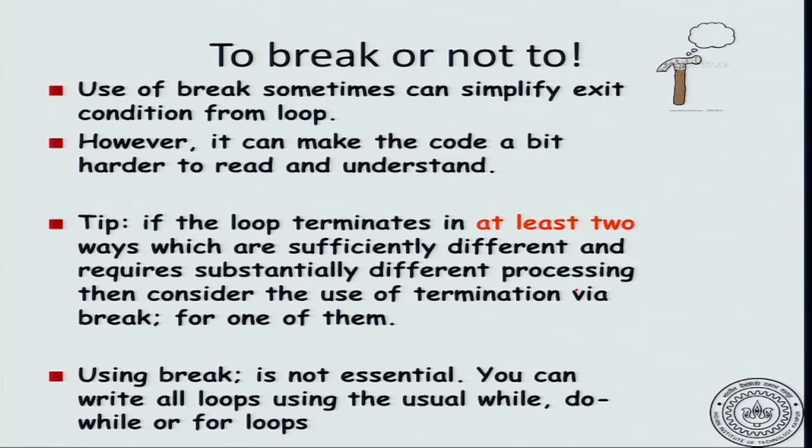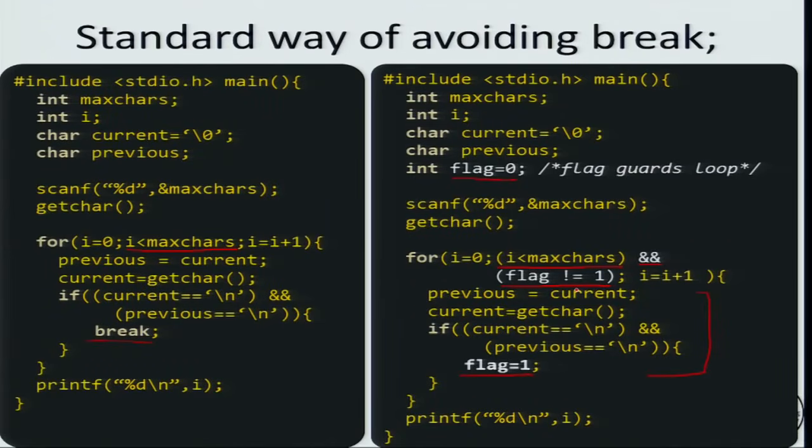So, how do we decide whether to use the break statement or not? Sometimes the use of the break statement can simplify the exit condition, and on the other hand, it could also make the code a bit harder to read. What do I mean by harder to read? When I see the for loop in the code on the right hand side, it is clear that there are two ways to exit out of the for loop. One is I greater than or equal to maximum characters, the other is flag equal to 1. Just by looking at the for loop, I can say that okay, here are the two conditions for which the loop will terminate: I greater than or equal to max chars or flag equal to 1.